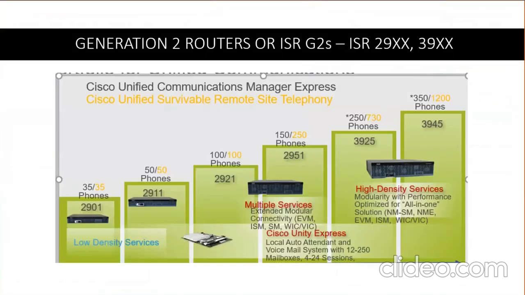These are 2900 and 3900 routers: 2901, 2911, 2951, 3925, 3945. If you see these 3900 routers, they are generally big. When I say big, they are 2 rack units in size. You can insert and remove modules from the backside of this router. So it's big, it's 2 rack units. 2900 routers are 1 rack unit, generally smaller.